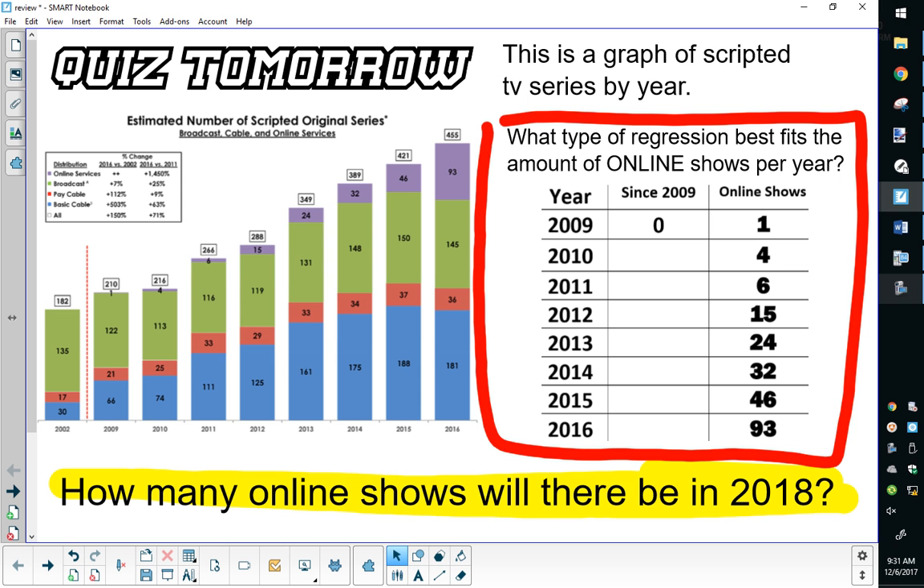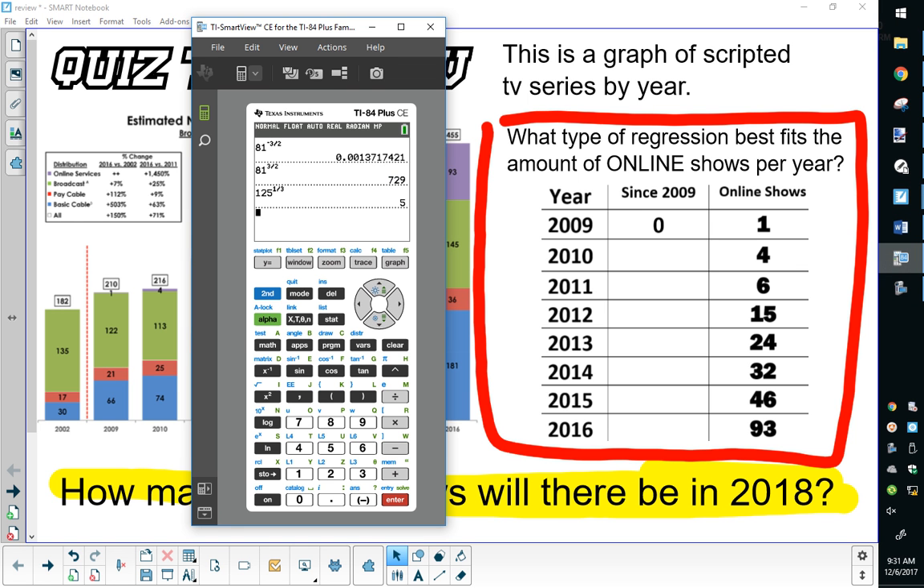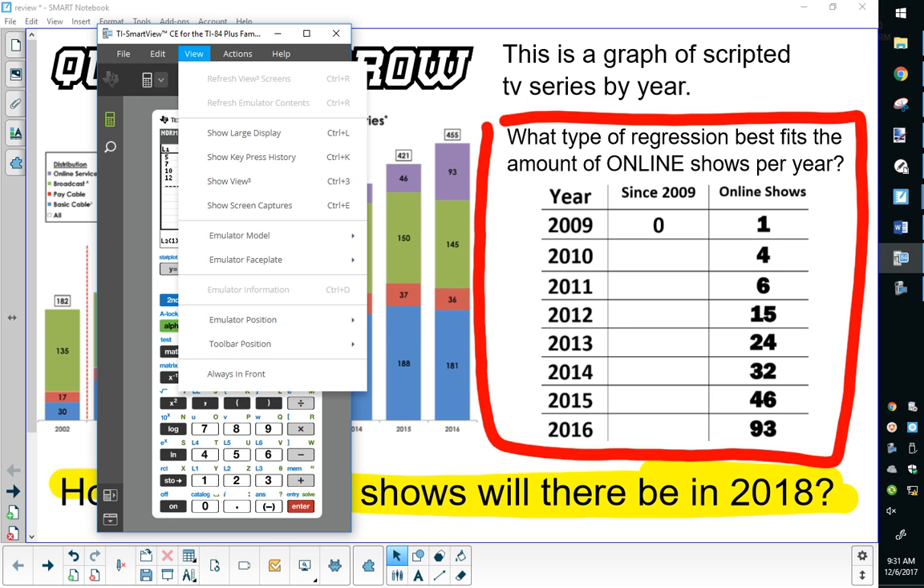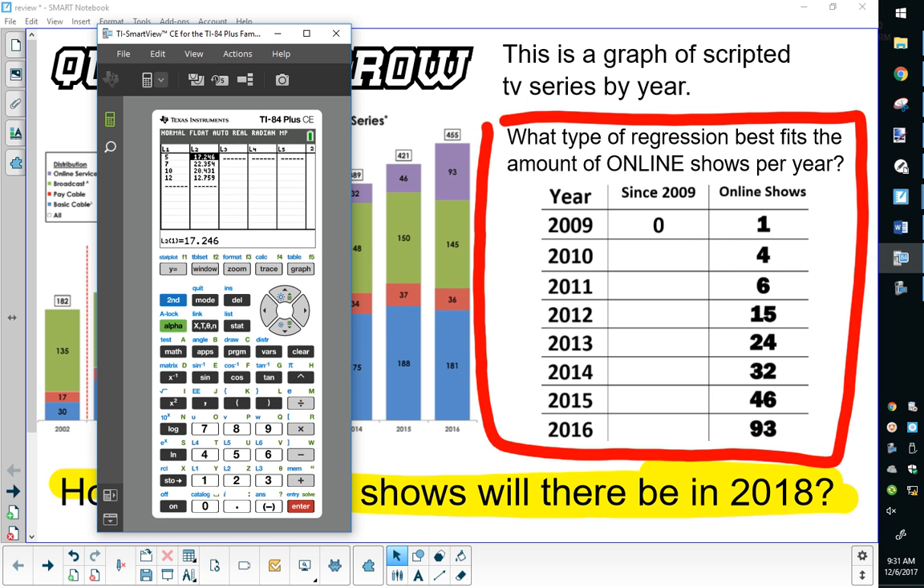So we take our calculator, and we're going to go stat, edit, and we're going to type in this information. So let me clear this stuff out. Clear, enter, over up to L1, clear, enter. I'm typing in that data.